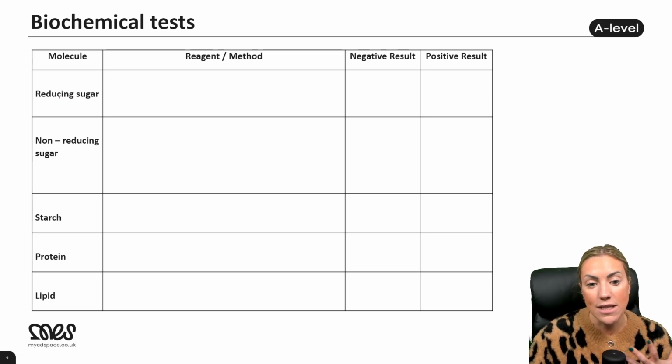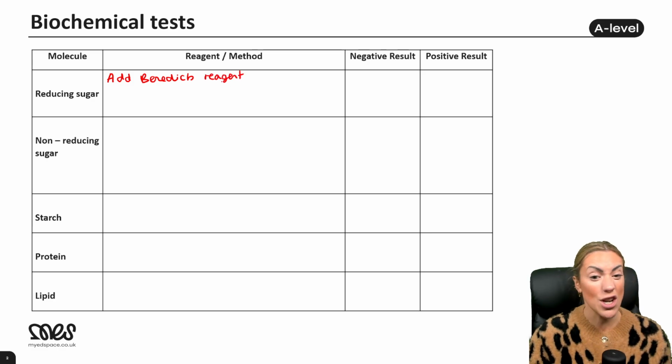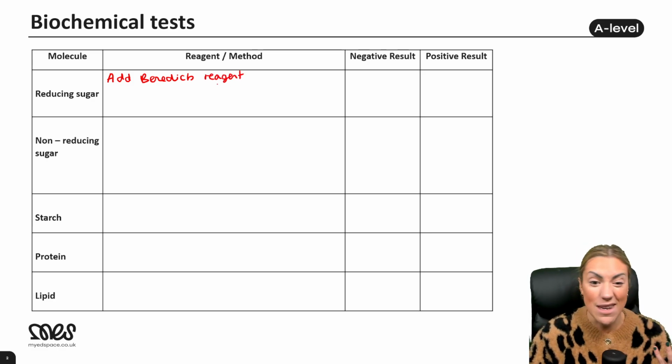Now, reducing sugars are all of your monosaccharides, so glucose, galactose, fructose, but also the disaccharides, maltose and lactose. The reagent that we use for this one is Benedict's reagent. So we'll write that down first. We add Benedict's reagent or Benedict's solution. You don't have to worry about volumes. I mean, you can say 2 centimeters cubed if you want to, but you can just say add the reagent. So you're going to get the mark for naming Benedict's reagent.